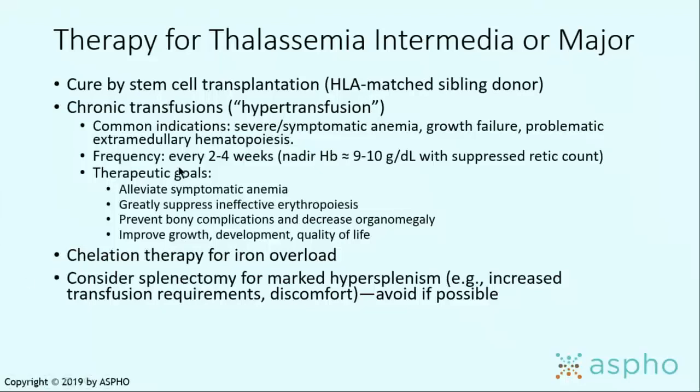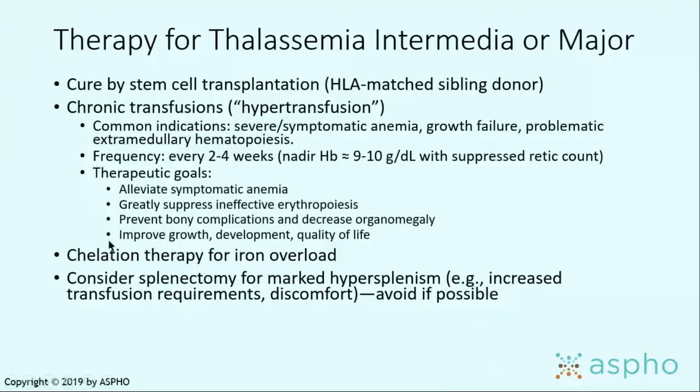So they often get transfused every 2 to 4 weeks, and you want their nadir hemoglobin to be 9 to 10. I know no other place in hemonc are you giving somebody with a hemoglobin of 10 more blood, but you're doing that because you want no erythropoiesis whatsoever, because that's one of the things that contributes to some of the disease manifestations.